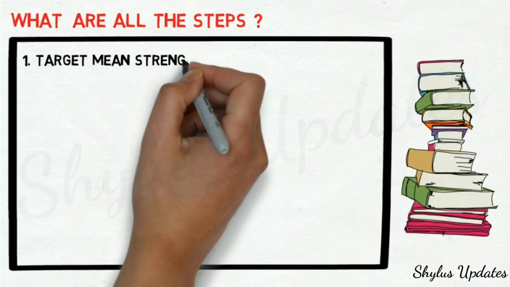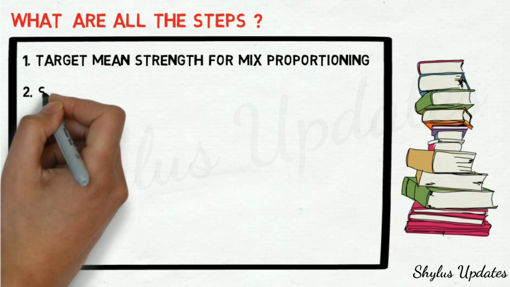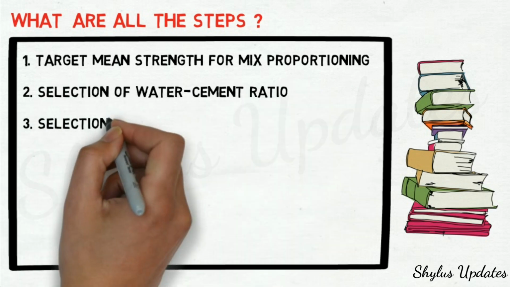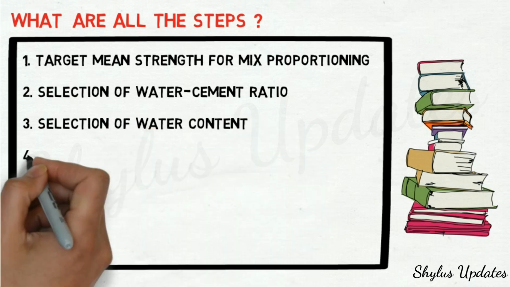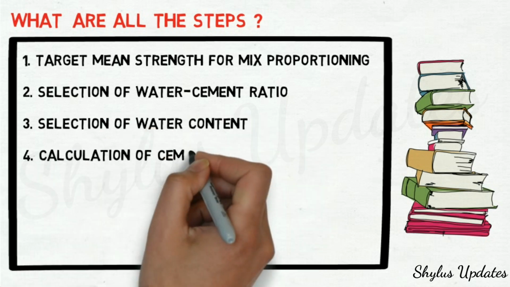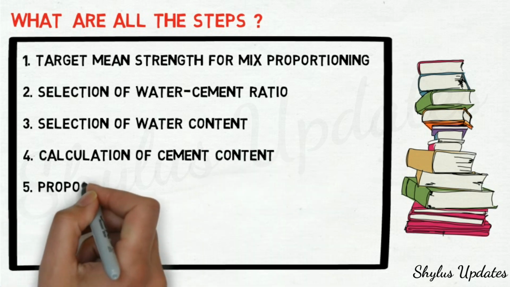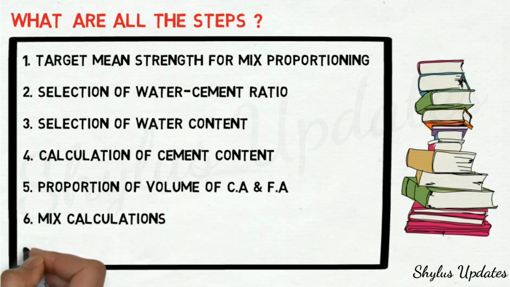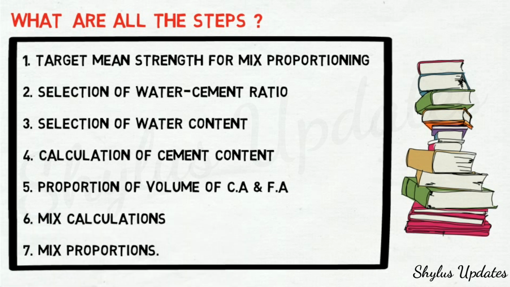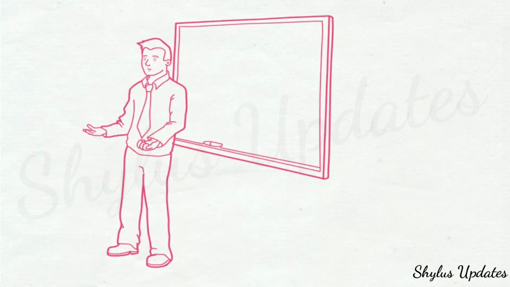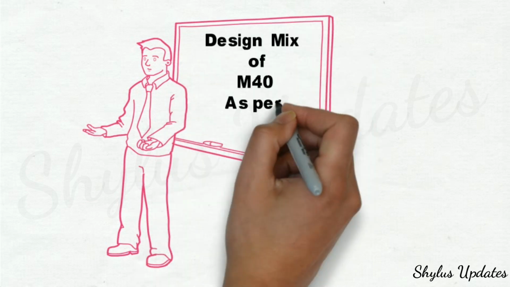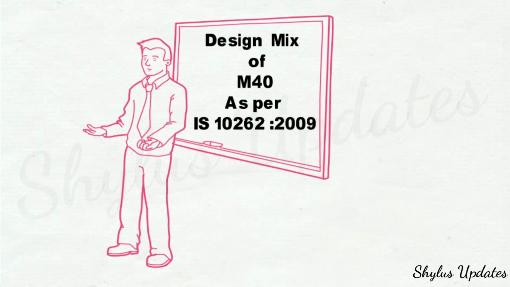Target mean strength for mix proportioning, selection of water-cement ratio, selection of water content, calculation of cement content, proportion of volume of coarse aggregate and fine aggregate, mix calculations and mix proportions. Design mix of M40 as per IS 10262 2009.